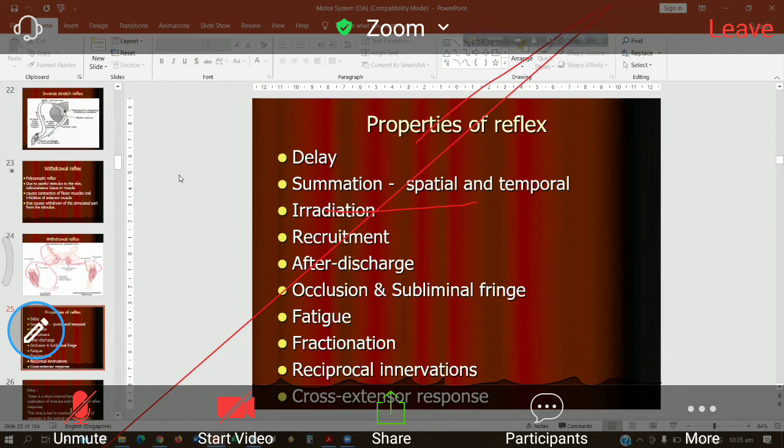Now, properties of reflexes. The properties are delay, summation, irradiation, recruitment, after discharge, subliminal fringe, fatigue, fractionation, reciprocal innervation, and proprioceptive response. I will not discuss all of them, but only a few.